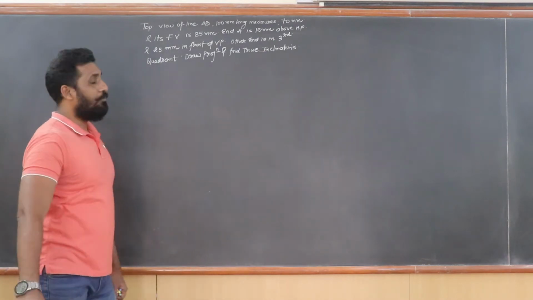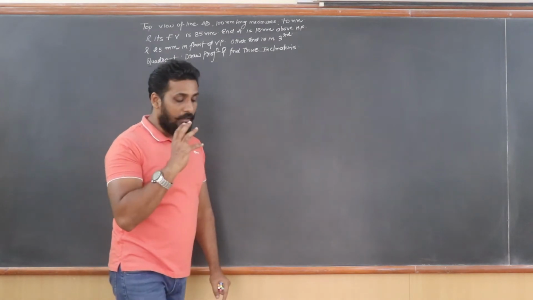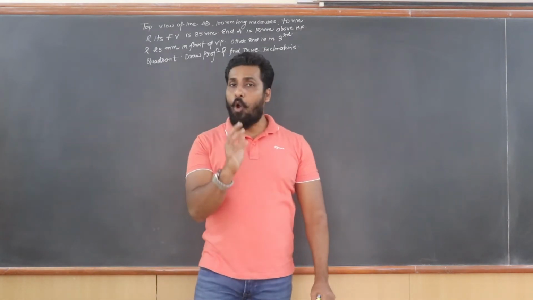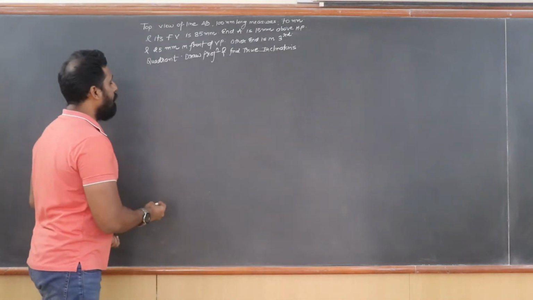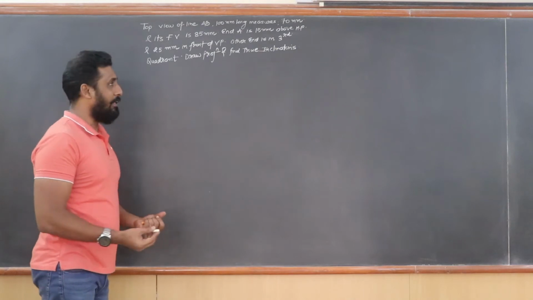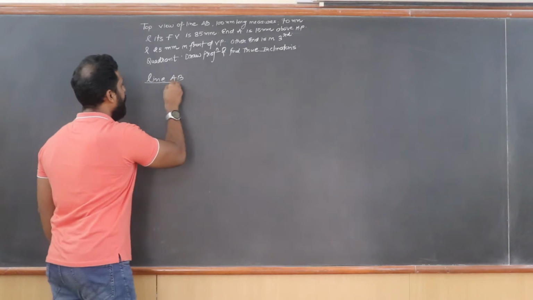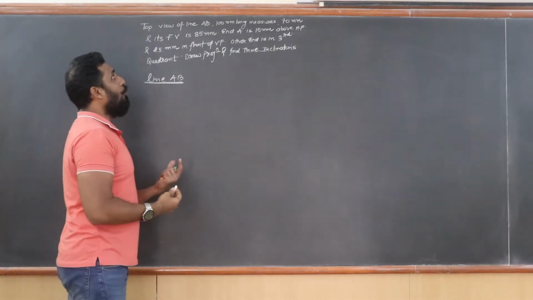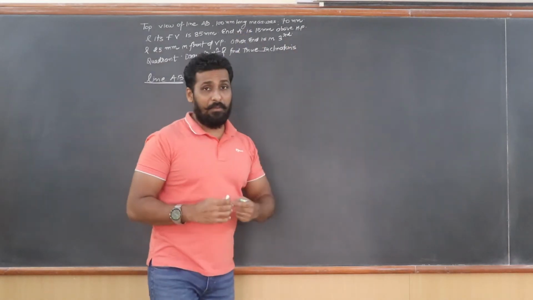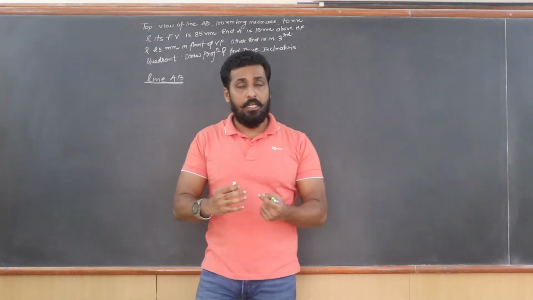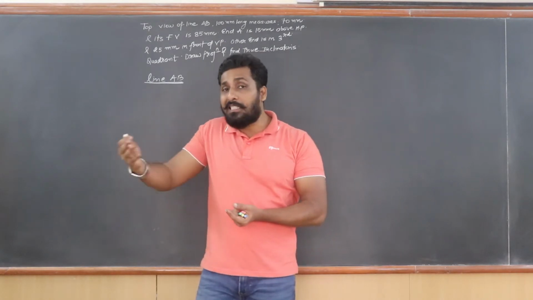If you read the question, it's telling top view of line AB. See, learn the language of the question. He's saying top view of line AB. That means in the data, the first thing that is given to us is the name of the line, AB. So let's write line AB. He's telling top view of line AB 100 mm long, measures 70 mm. Understand carefully. He's telling top view of a line which is 100 mm long, measures 70 mm.